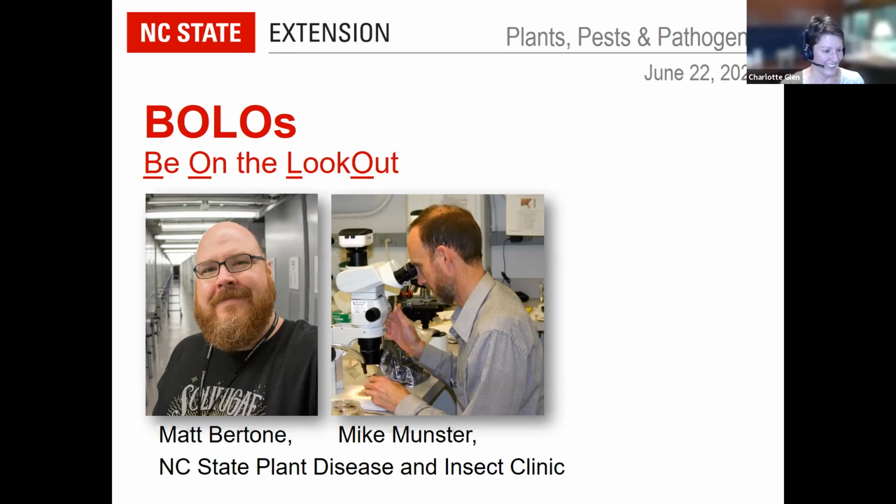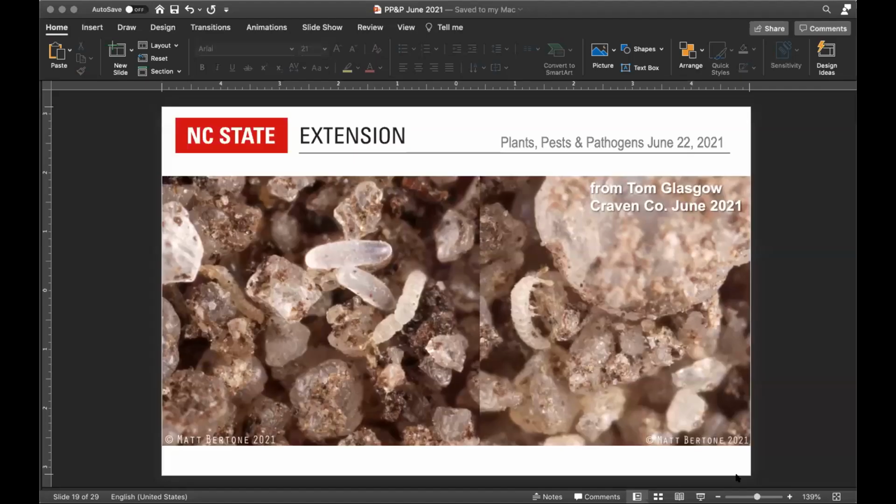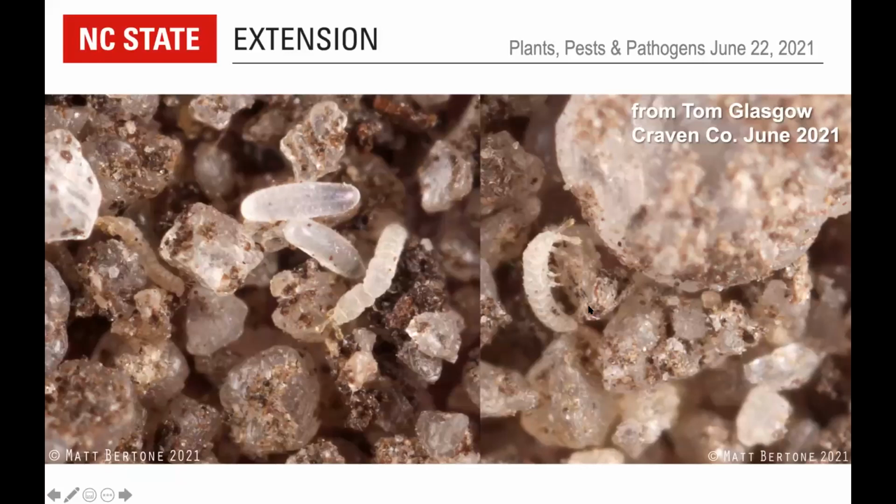Okay, well, I'm going to start off with this. I've got a couple more things to do before we actually get into our real bolos. But first thing, I wanted to share something interesting that was really nice to get. This was from Tom Glasgow in Craven County. He sent these. I don't know if anybody has any idea what these things are, and some soil associated with some warm season grasses. But these were really surprising.